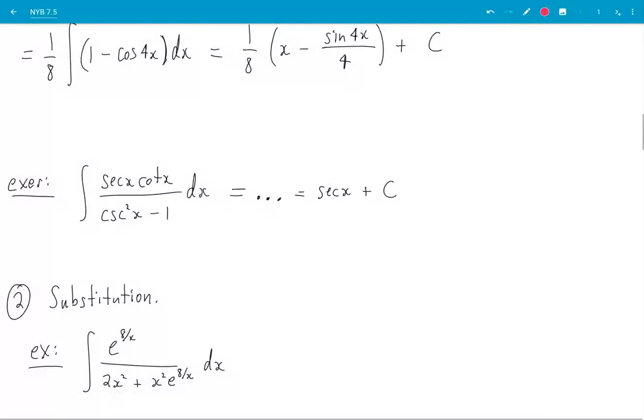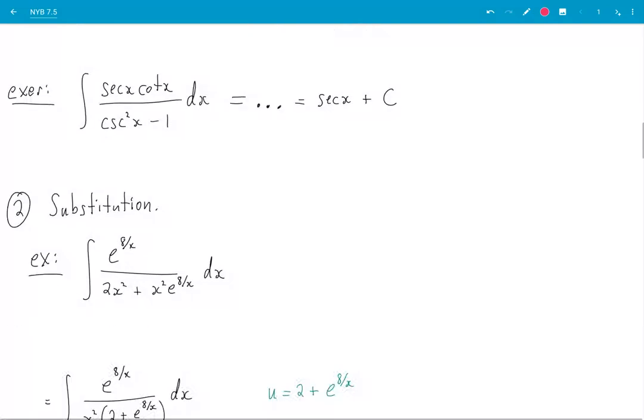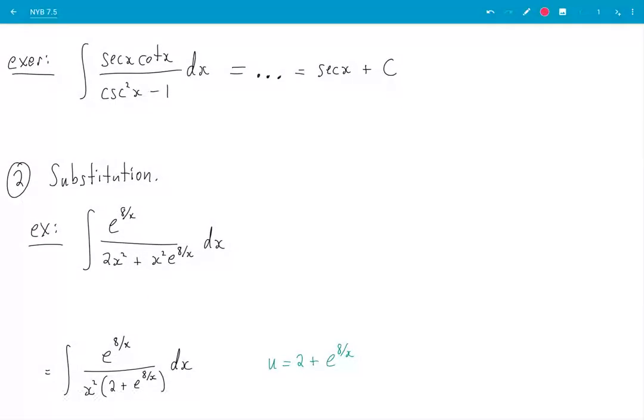Okay, next one. The next thing you would try is substitution. So if you can't simplify or simplifying doesn't help, try substitution. That's my next thing. So try to find an inside function. This one's tricky. I actually have to factor out the x squared. You see the x squared can be, the denominator can be factored.